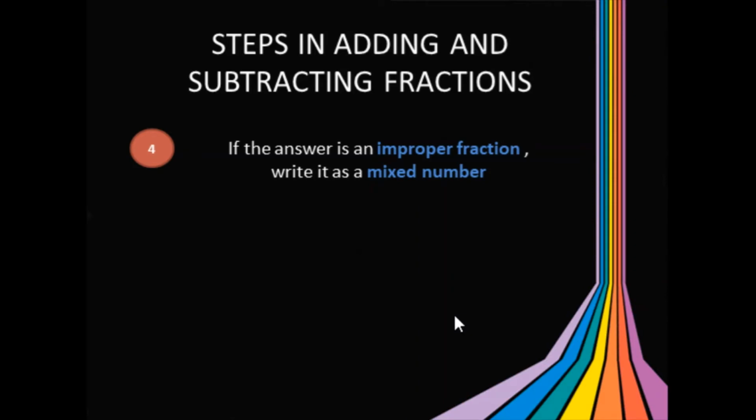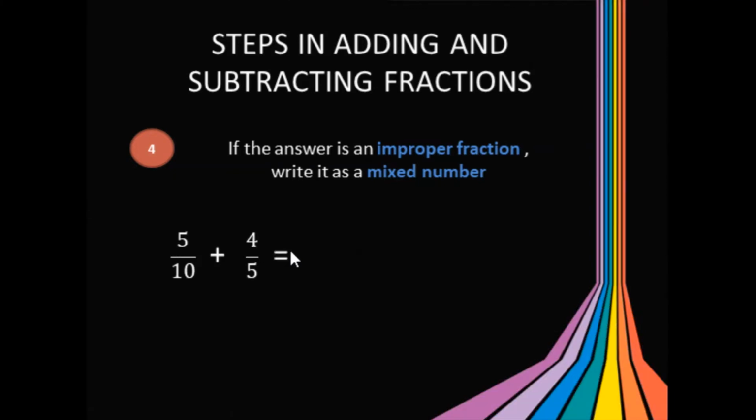Therefore, the next step is to change an improper fraction to a mixed number. If the final answer is an improper fraction, we still have to change it into a mixed number. Again, an improper fraction is when the numerator is bigger than the denominator, and a mixed number has a fraction and a whole number.